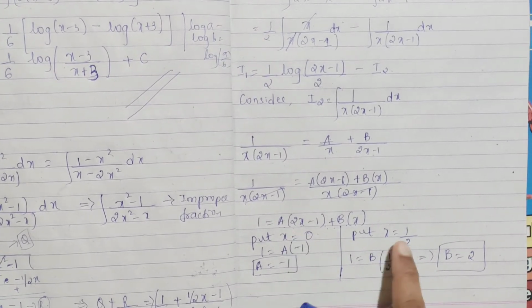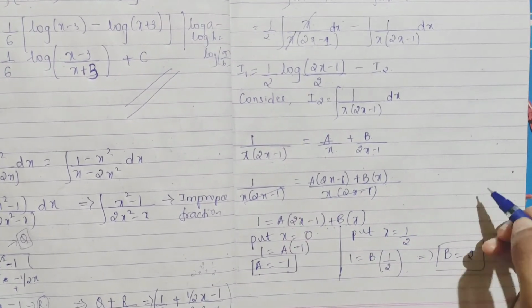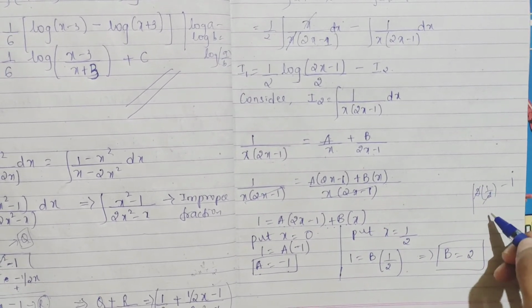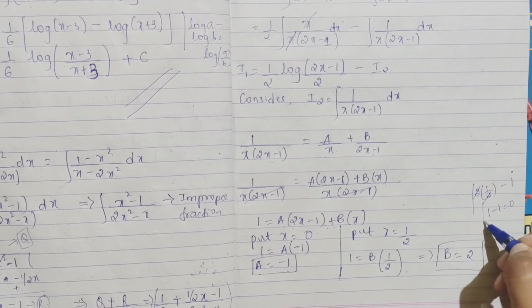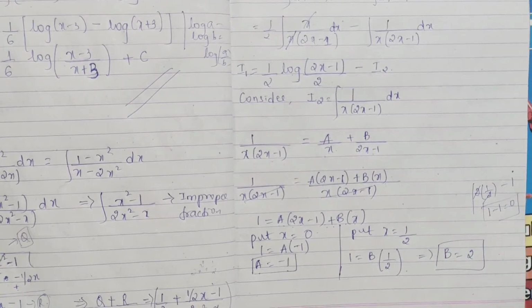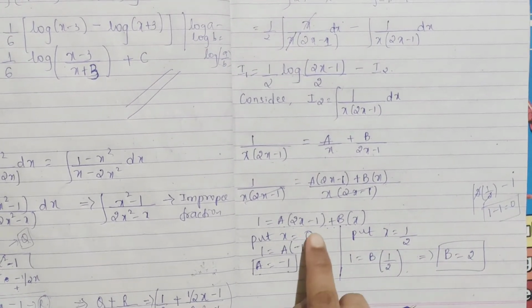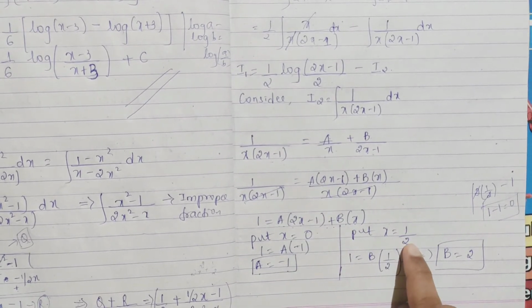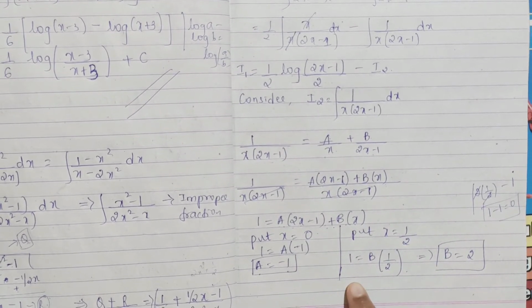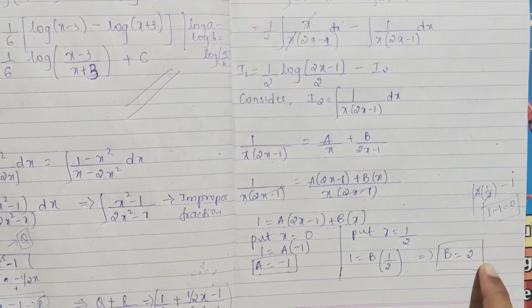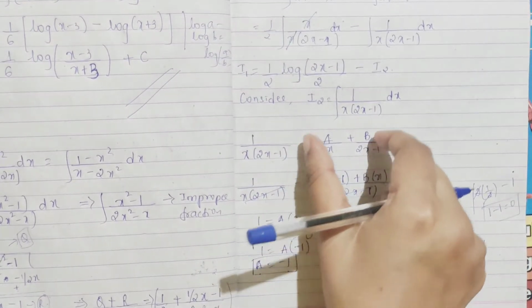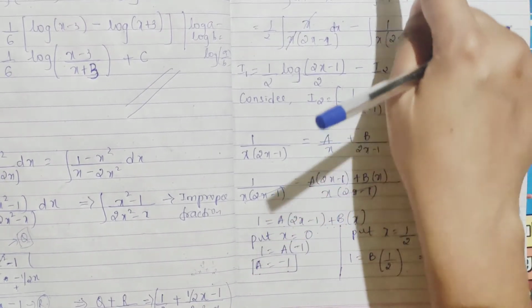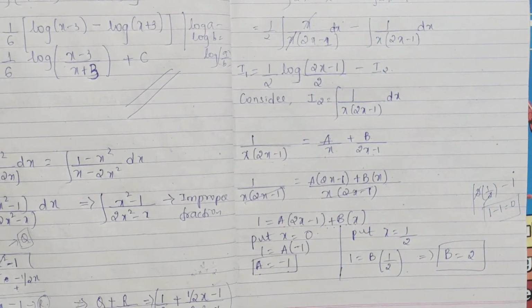Put x is equal to 1 by 2. If you put 1 by 2 here, see, 2 into 1 by 2 minus 1 it is. So the 2 cancels off, you will have 1 minus 1, this is equal to 0 only, right? So you should check like this, okay students. So this term will be 0, you will have only b, x you are taking as 1 by 2, right? So 1 is equal to b of 1 by 2, b value is 2. So substitute in your integral I2, substitute here in your first form.